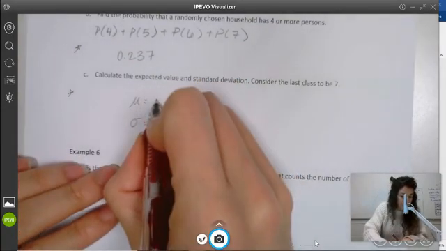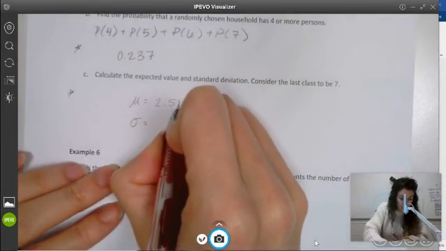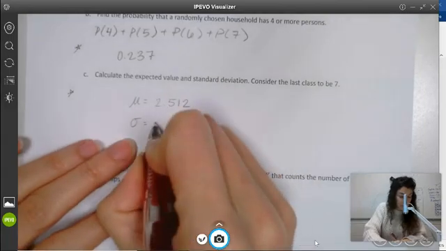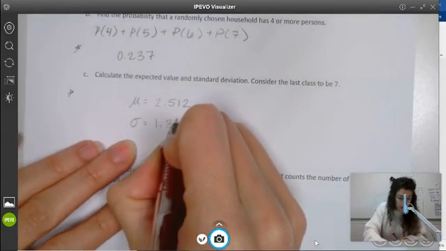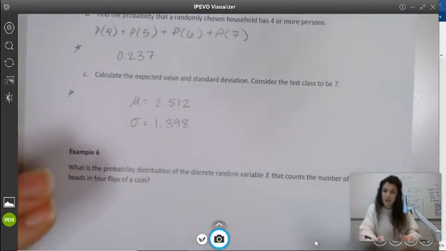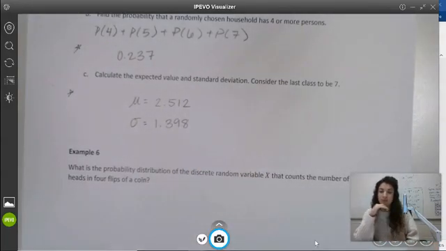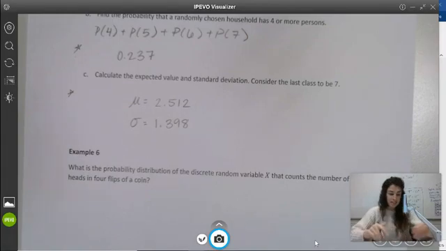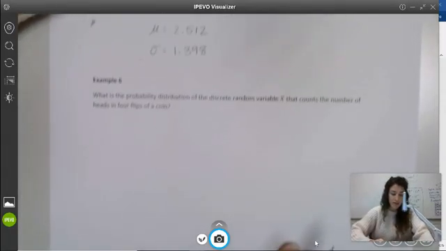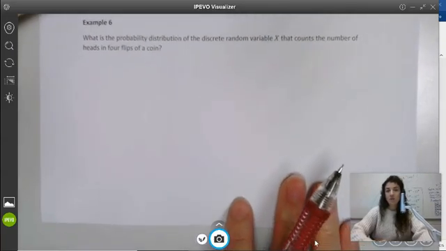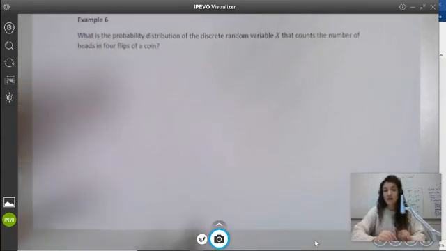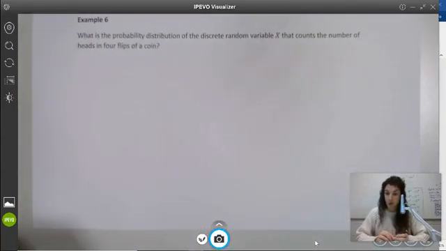For your expected value, you should have gotten 2.512. For your standard deviation, 1.398. I decided to do 4 significant figures because this was going to be annoying, so I just wanted to do 4 instead. Okay, last problem, example 6. What is the probability distribution of the discrete random variable x that counts the number of heads in 4 flips of a coin?